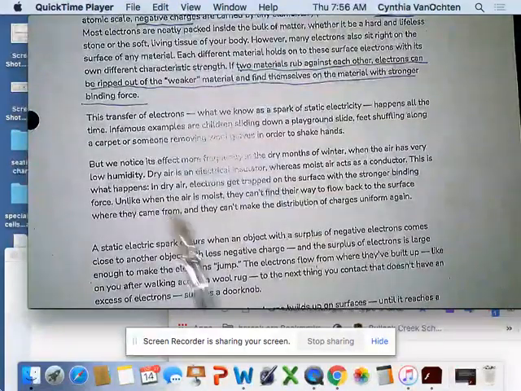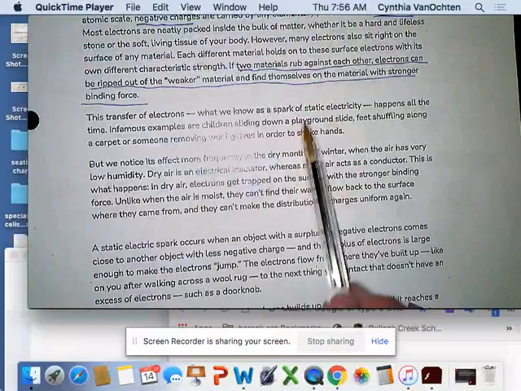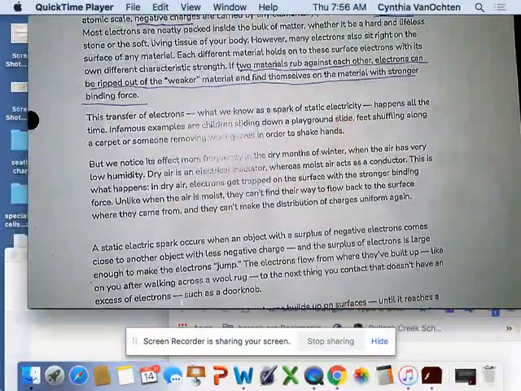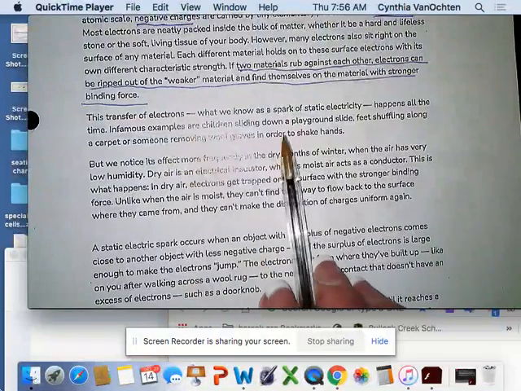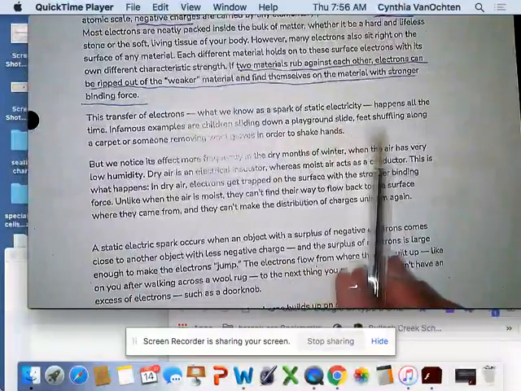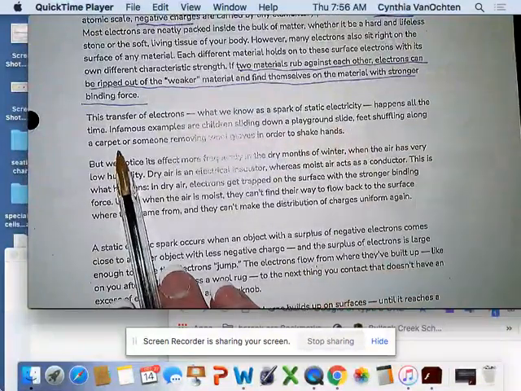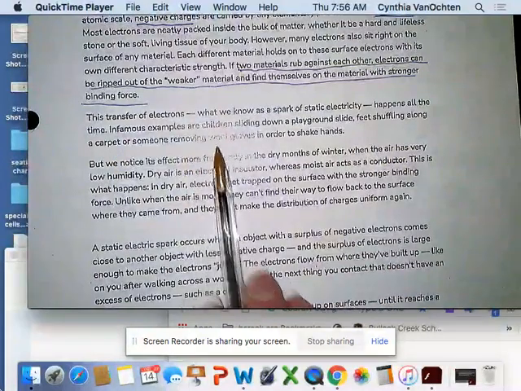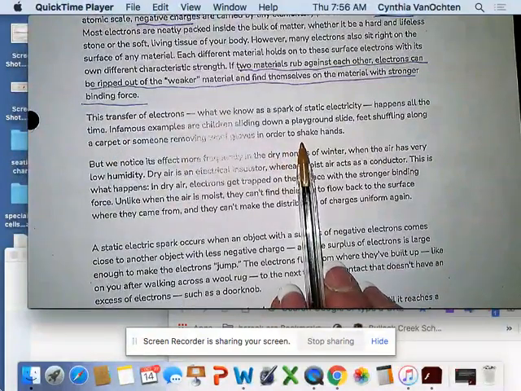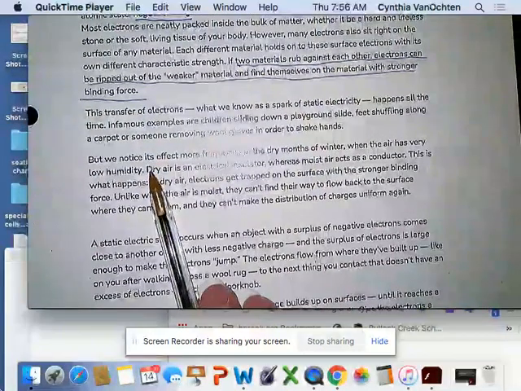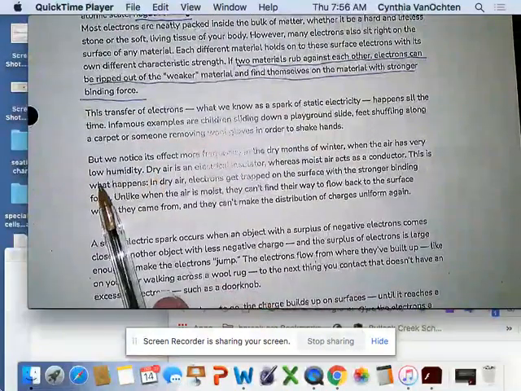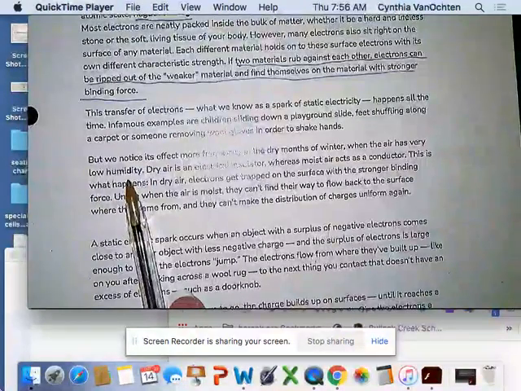This transfer of electrons, what we know as a spark of static electricity, happens all the time. Infamous examples are children sliding down a playground slide, feet shuffling along a carpet, or someone removing wool gloves in order to shake hands. But we notice its effect more frequently in the dry months of winter, when the air has very low humidity, so there's not a lot of water vapor, water gas in the air.